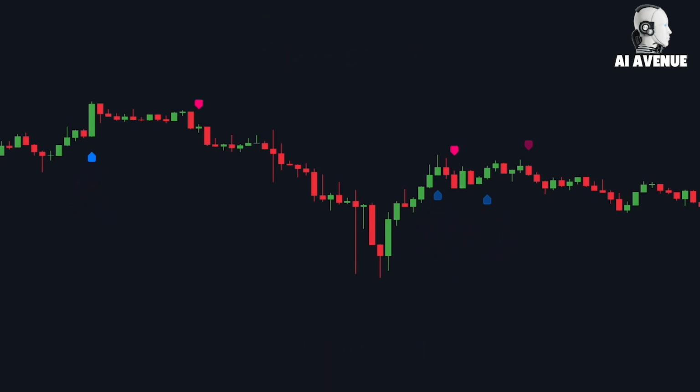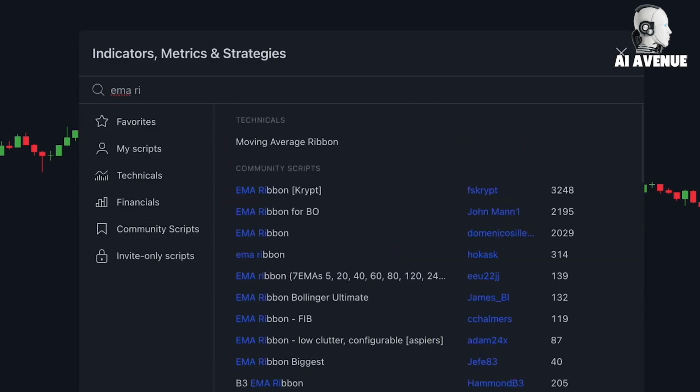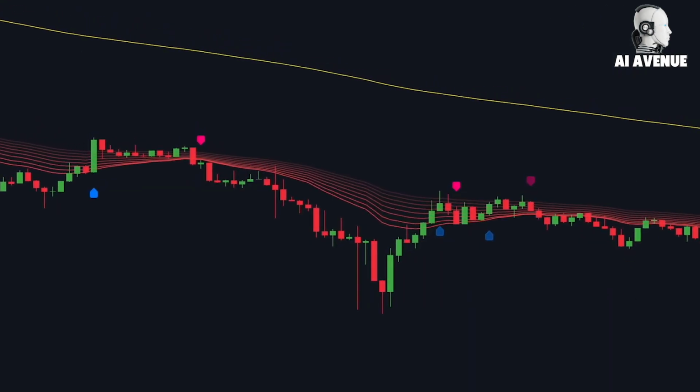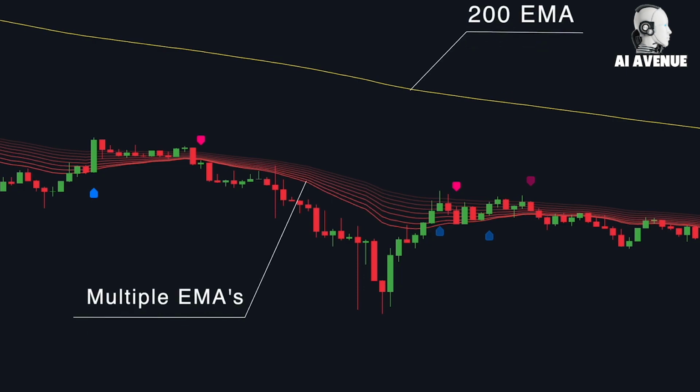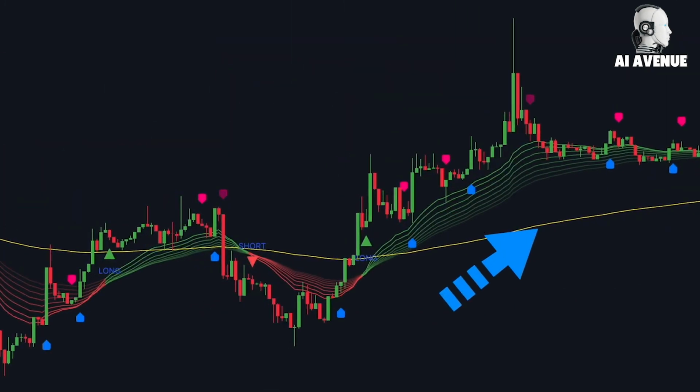That's why we need to add the next indicator, which is called the EMA ribbon. The exponential moving average ribbon is a trading indicator that consists of multiple exponential moving averages plotted on a price chart. This tool is used to identify the direction and strength of a trend in the market. The EMA ribbon is created by plotting several EMAs with different time periods. The moving averages are then stacked on top of each other, creating a ribbon-like appearance on the chart. When the ribbon is sloping upwards, it indicates that the market is in an uptrend, and when the ribbon is sloping downwards, it indicates that the market is in a downtrend.